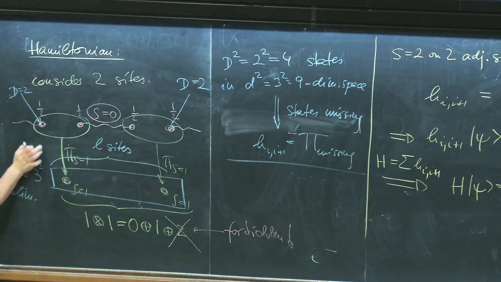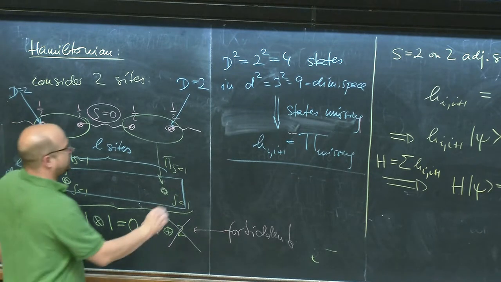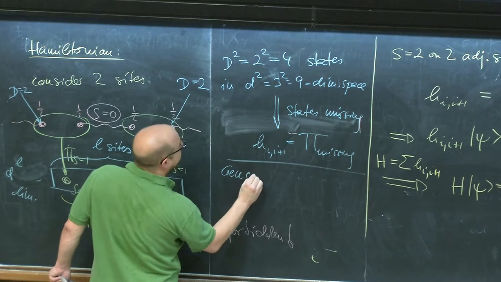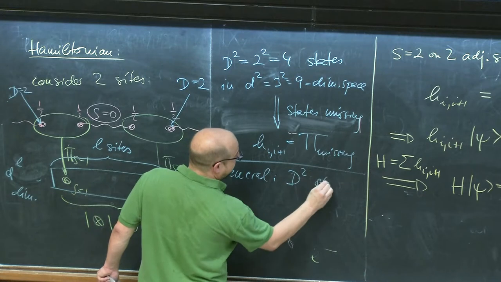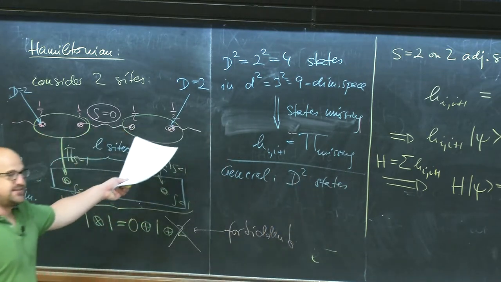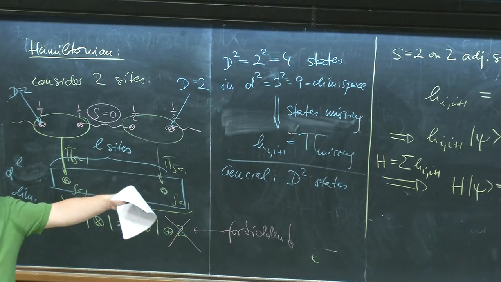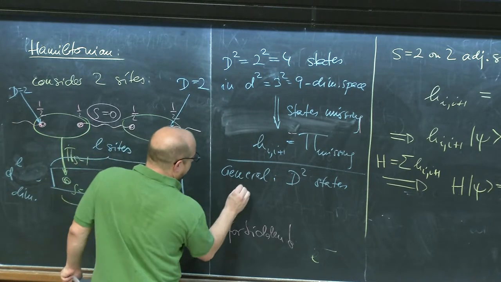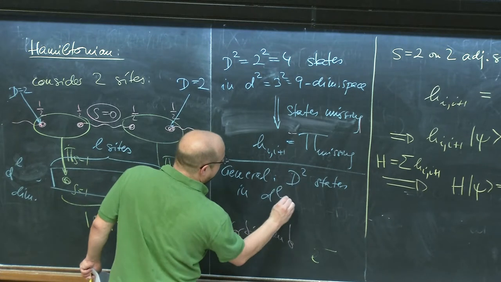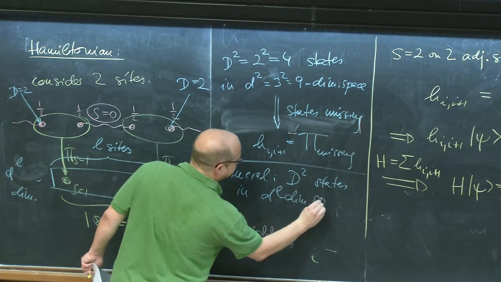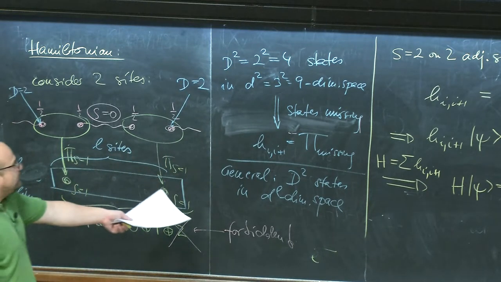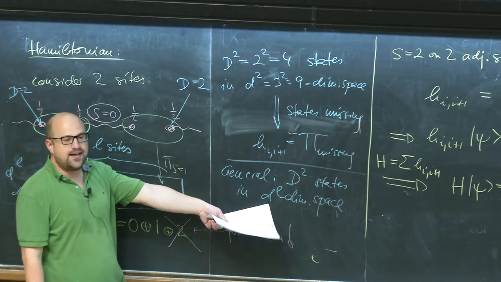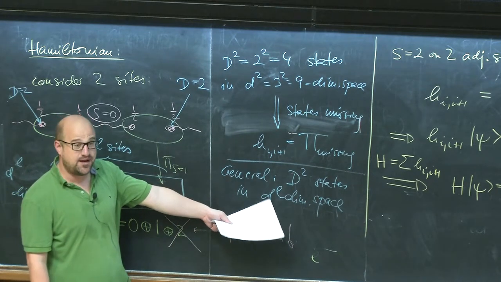So if I do this for L sides, I get d to the power L here. So in the general case, what I would have is capital D squared states. And it's always square because that's the size of the boundary. The boundary has a fixed size independent of the length of the block. So I would have capital D squared in a small d to the L dimensional space. And you can easily see that at some point, of course, this space will be bigger than that one if I increase L. And since this grows exponentially, it will happen rather quickly.